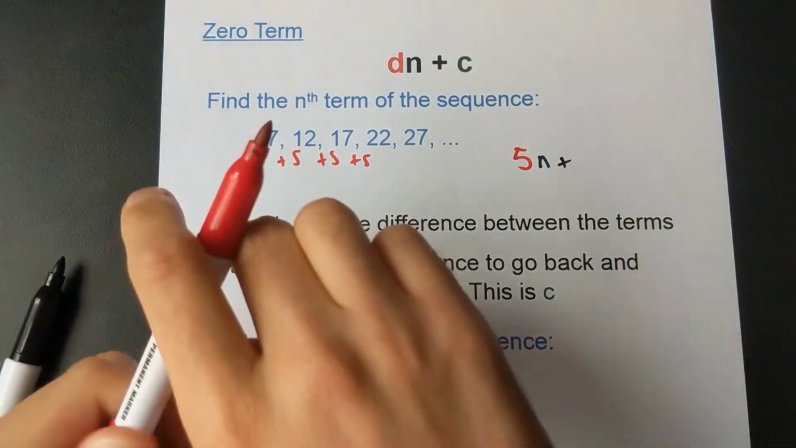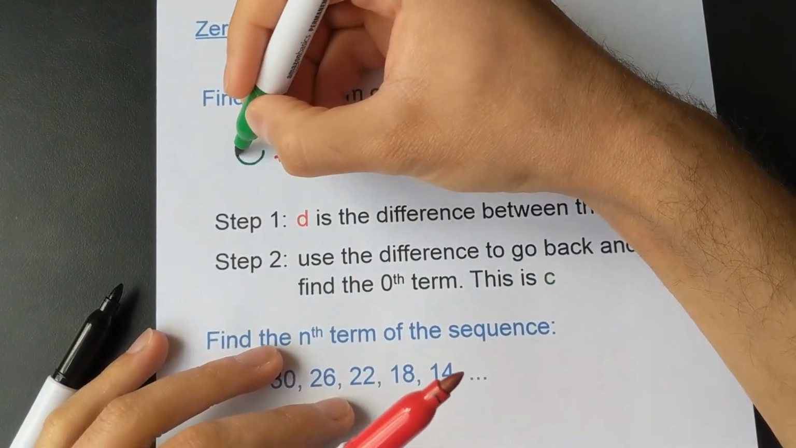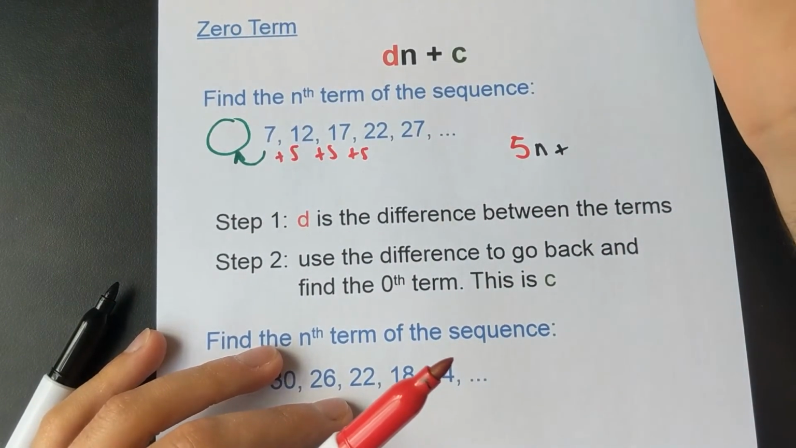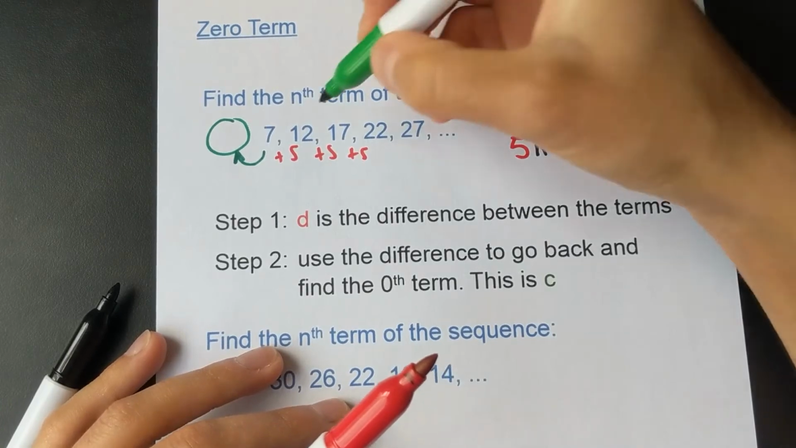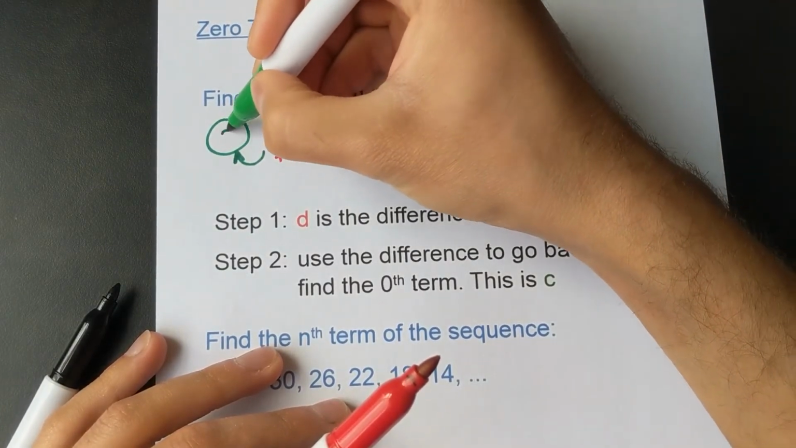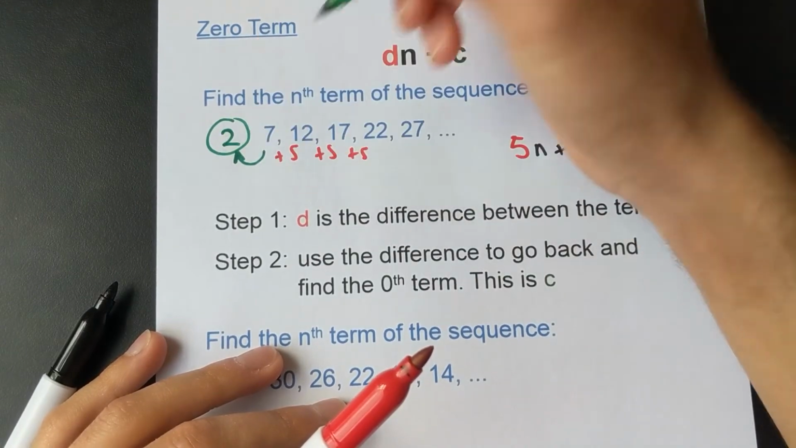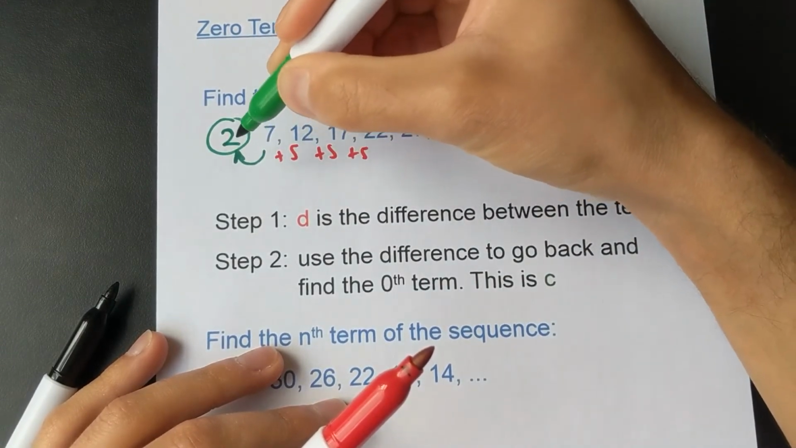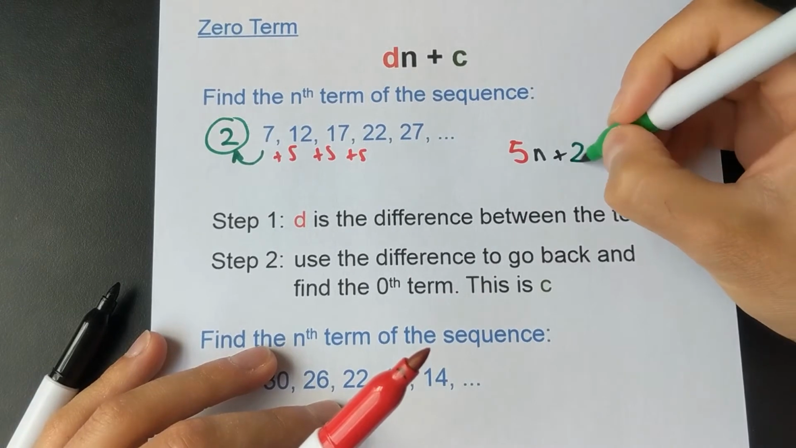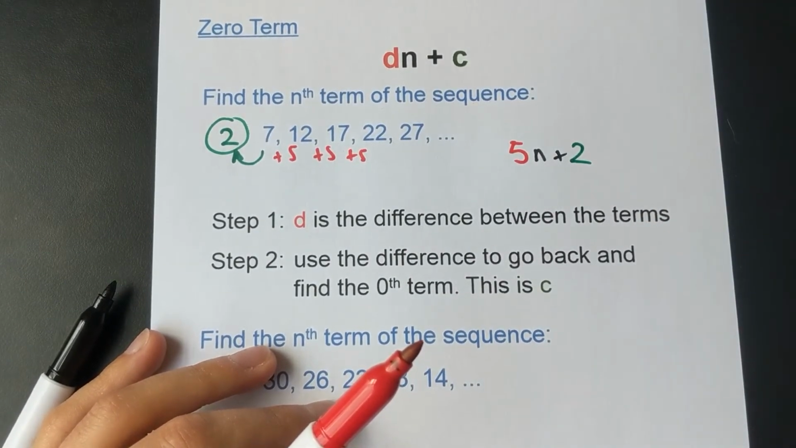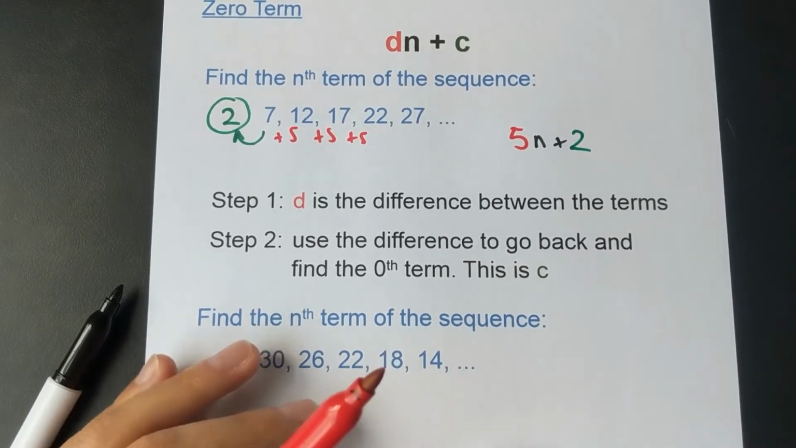Now all I'm going to do is go backwards from the first term and wonder, what would that 0th term be? To carry on that pattern, this would have to be 2, because 2 add 5 makes 7, 7 take away 5 gives me 2, and then this number is C. So here, 5n plus 2. So this is only 2 steps.